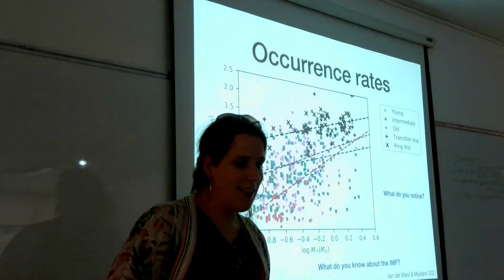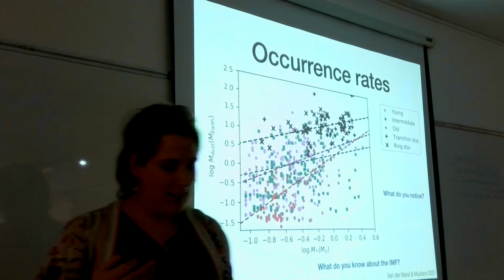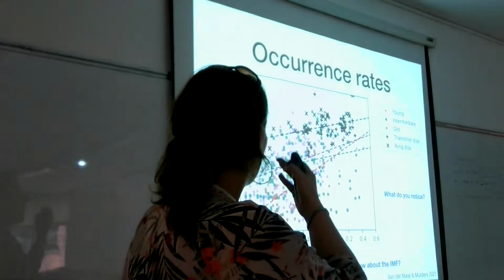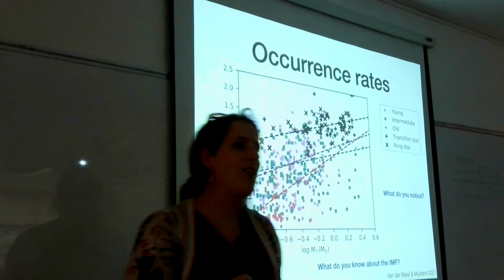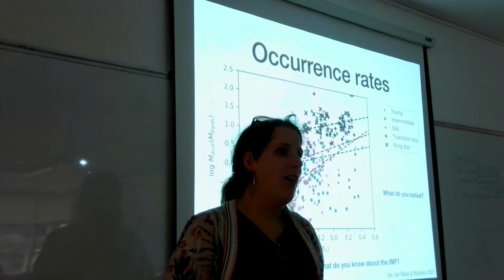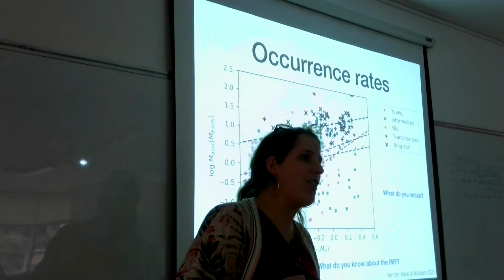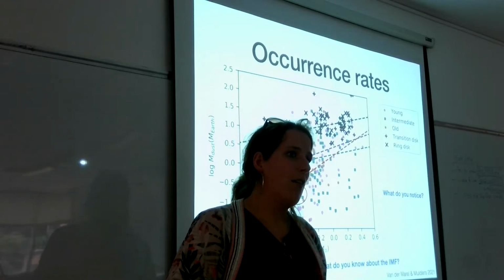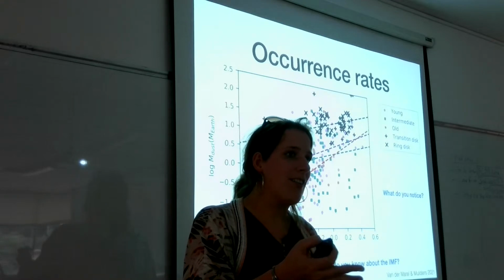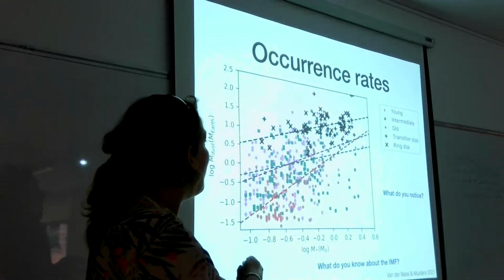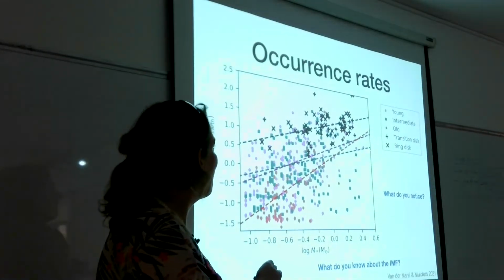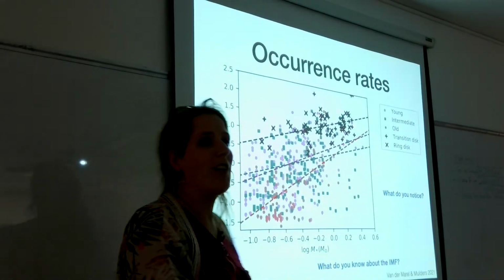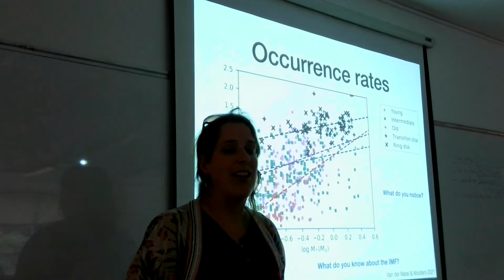And so this is a very interesting phenomenon, because what do we know about the IMF, the initial mass function? Which types of stars are the most common? Exactly, low mass stars. You can even see that in this plot, right? There are way more low mass stars than high mass stars. But we see most of the substructure in disks around high mass stars.